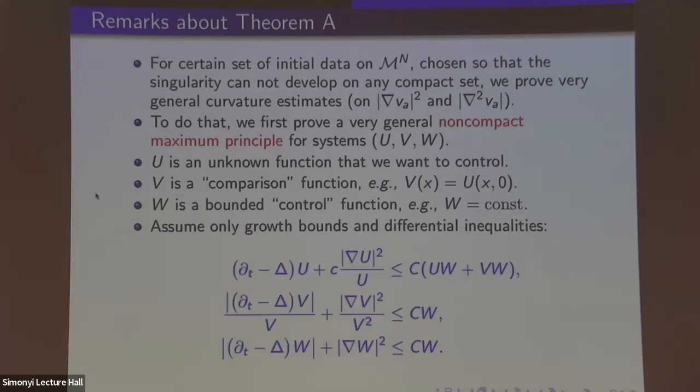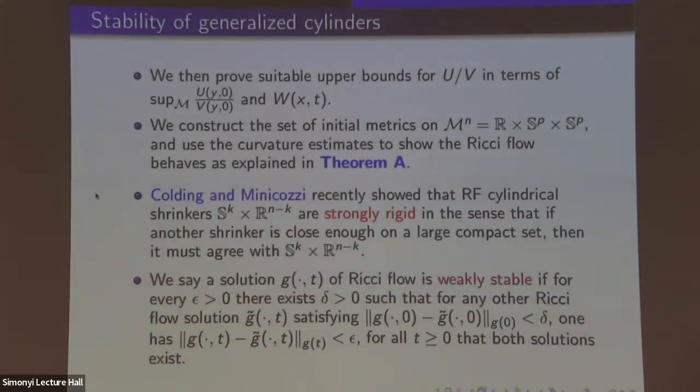And if we have U, V, and W satisfying this system of equations on our manifold, then we can prove suitable upper bounds on U over V for all times up to which the flow exists, in terms of the supremum of U over V at time 0 and our control function W. By using this general maximum principle, we can get all the curvature estimates that we want, and use them to prove that the set of initial metrics that we construct on our manifolds indeed behaves as I stated in Theorem A.